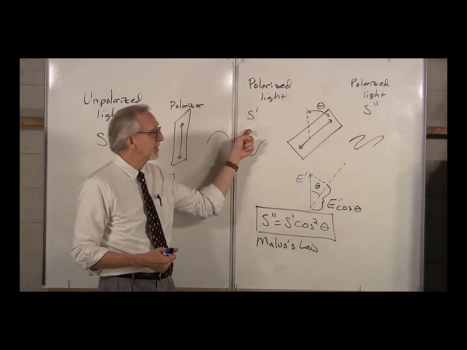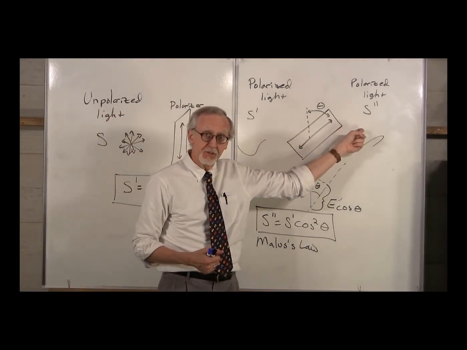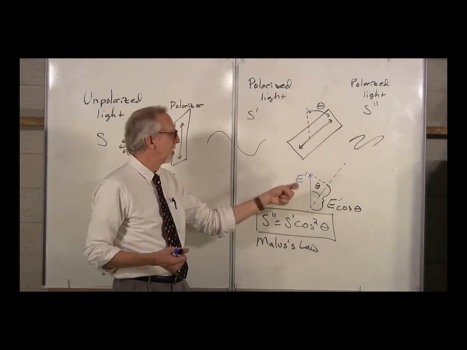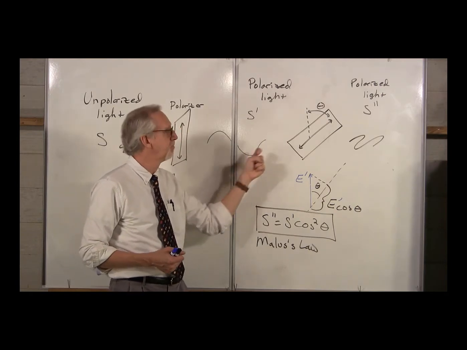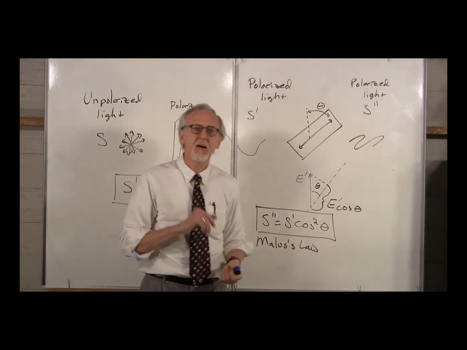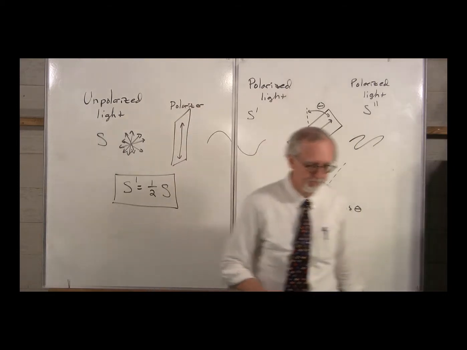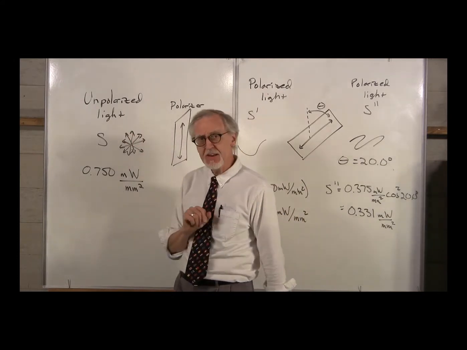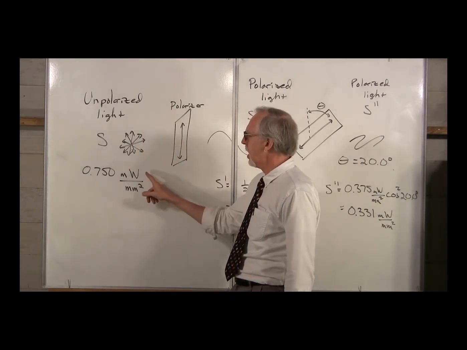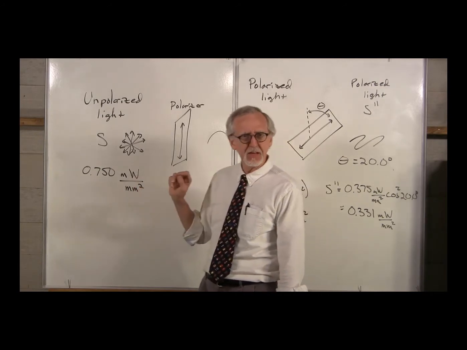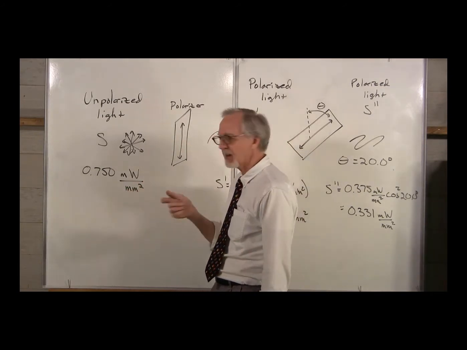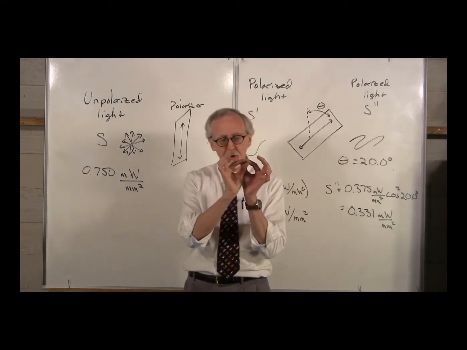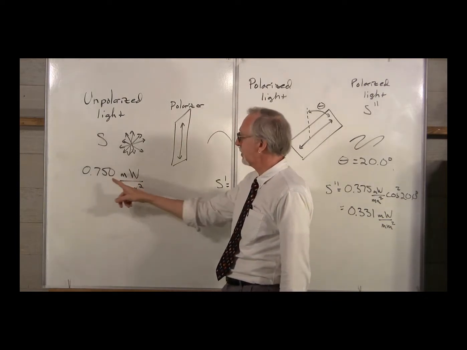But when polarized light passes through a second polarizer, the intensity is cut down by a factor of cos squared theta, where theta is the angle between the original polarizer and the second polarizer. Very, very good. Let's stick some numbers in here. Let's imagine we have an initial unpolarized light with an intensity of 0.750 milliwatts per millimeter squared. This is maybe like an intensity for a laser pointer, where we've got a power in milliwatts and an area of per square millimeter.